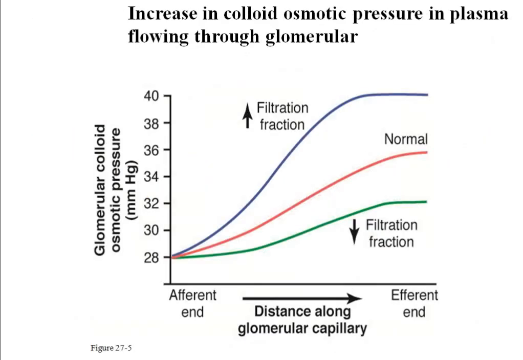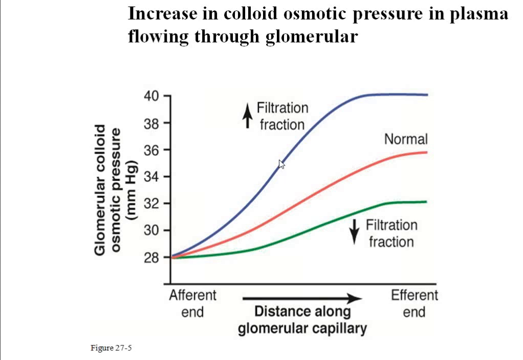Now this red curve indicates normal conditions, starting from the value of 28 to 36, as I told you. This is the afferent end and this is the efferent arteriolar end. If we move from the afferent end to the efferent side, we observe that the oncotic pressure, that is the glomerular colloid osmotic pressure, keeps on increasing. This red curve shows that.